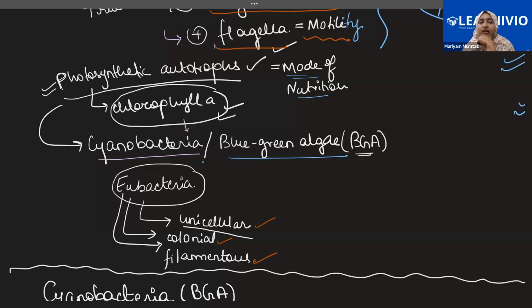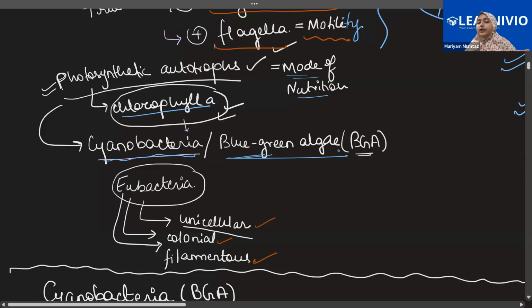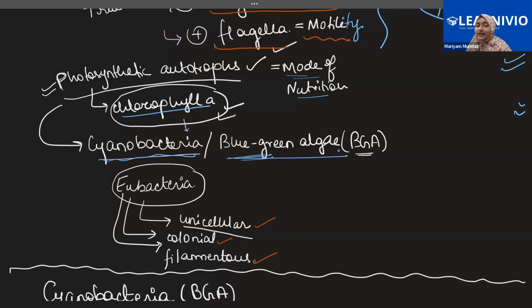Now see, the members of the eubacteria have chlorophyll present. Chlorophyll is normally present in plants, right? But some members of the eubacteria have chlorophyll in them, and this chlorophyll helps them to photosynthesize. One example of the eubacteria is cyanobacteria or the blue-green algae. The names can be used synonymously. You can call it either cyanobacteria or blue-green algae.